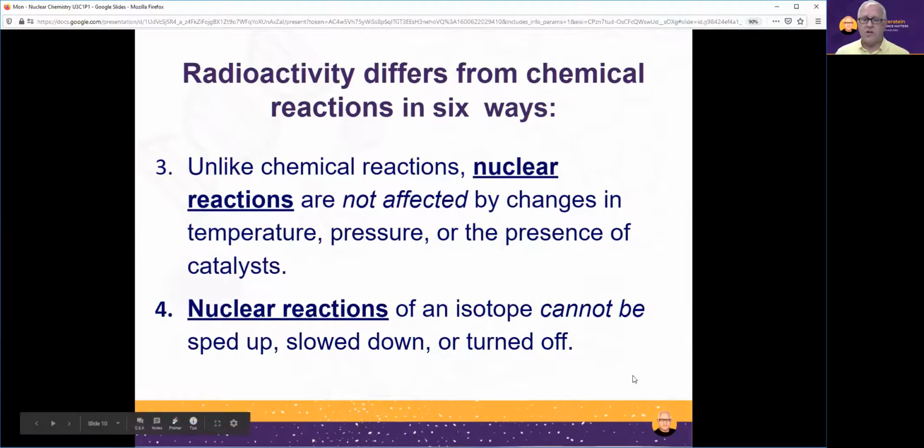Way 4, nuclear reactions of an isotope cannot be sped up, slowed down, or turned off. Now, in a chemical reaction, we can speed them up. We can speed up the reaction by increasing temperature, agitation, adding a catalyst. We can slow it down by putting in buffers, as well as dropping temperature, removing agitation, and sometimes you can even turn them off. But in a nuclear reaction of an isotope, it cannot be sped up, slowed down, or turned off.